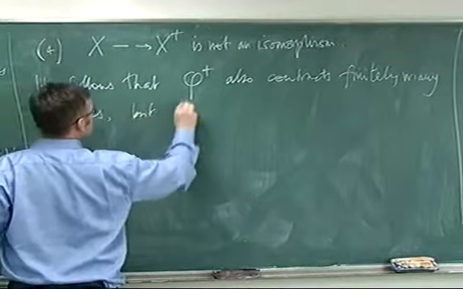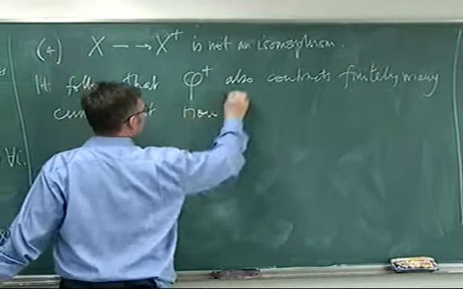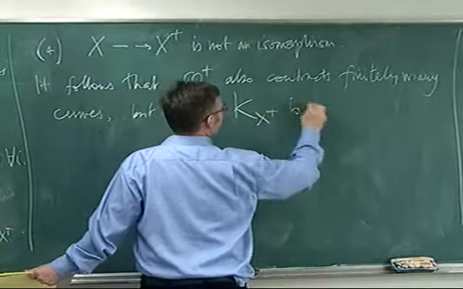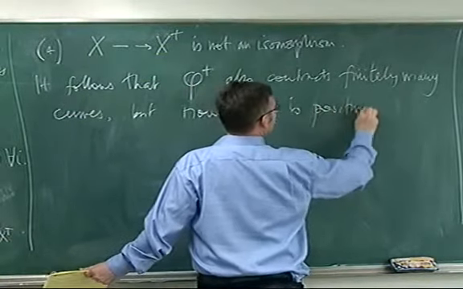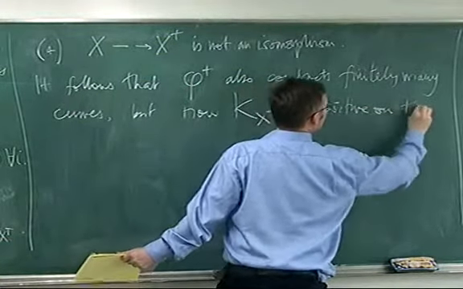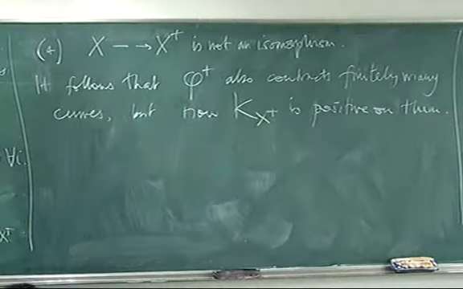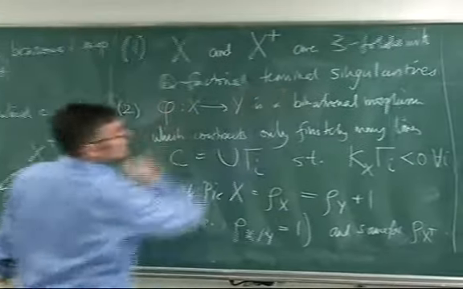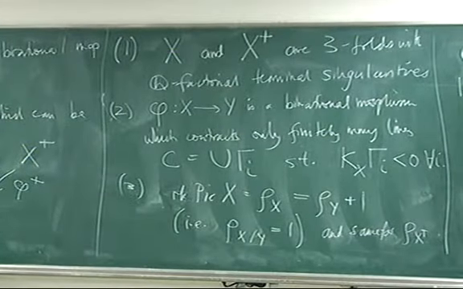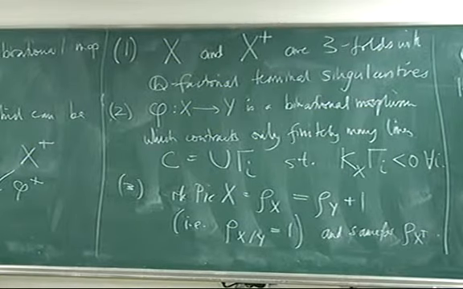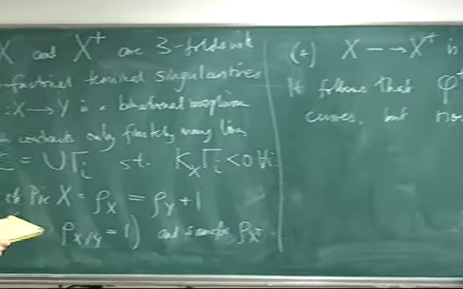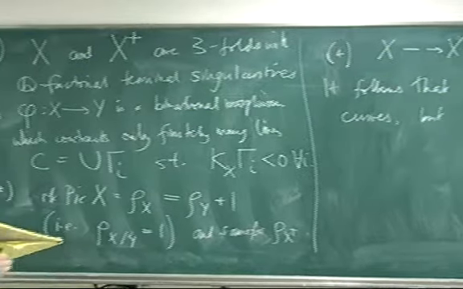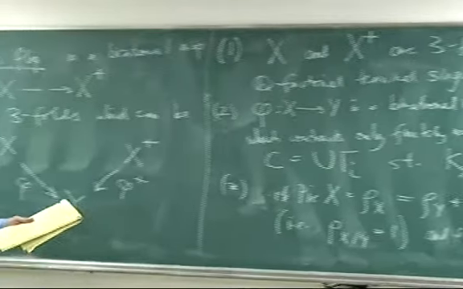But now KX plus is positive on them. And in fact, if you threw all of this together, you could drop one or two parts of this. For instance, it will follow automatically that X plus has terminal singularities. There are various relations among these, which I haven't really stated quite as efficiently as I could, but that's not a problem.